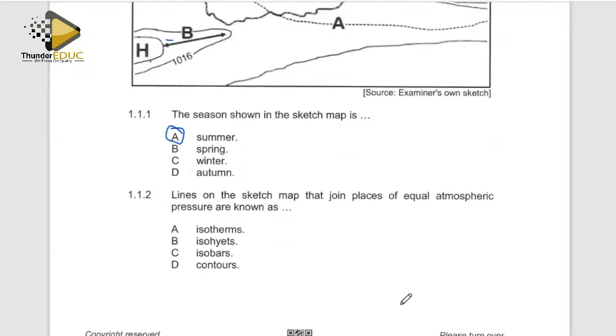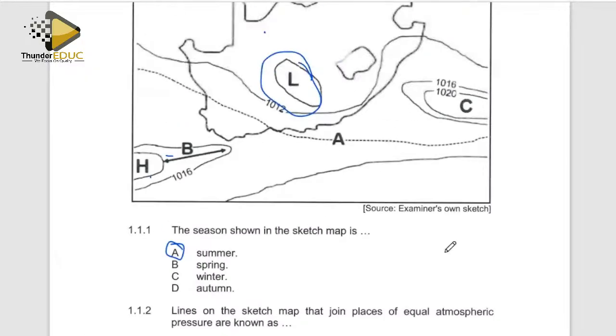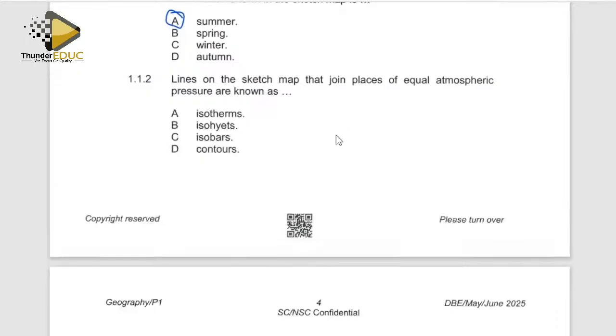Right, moving on to the next question, number 1.1.2. It says lines on the sketch map that join places of equal atmospheric pressure are known as. We are referring to these lines with indications 1020, 1016, 1016, 1012. These lines are what we call the isobars. They join places of equal atmospheric pressure, and our atmospheric pressure is presented in hectopascals, in hPa.